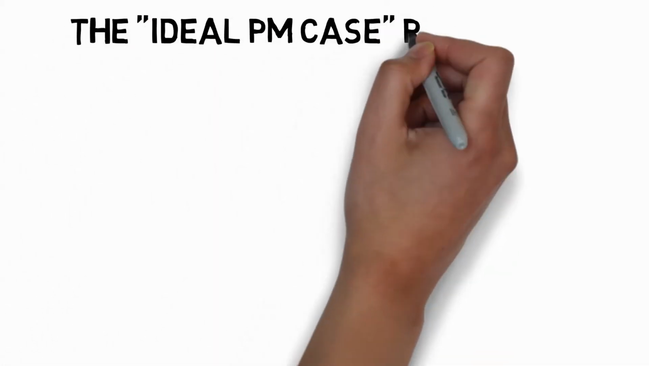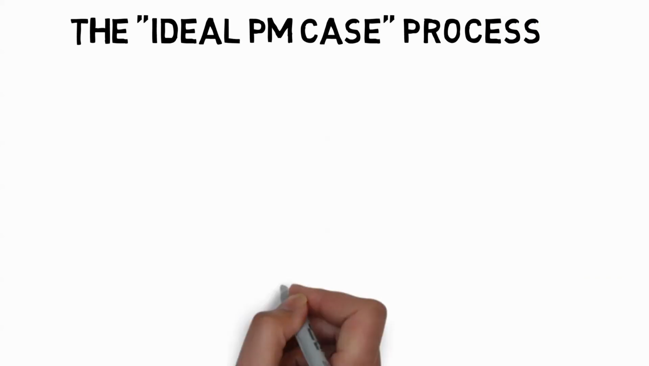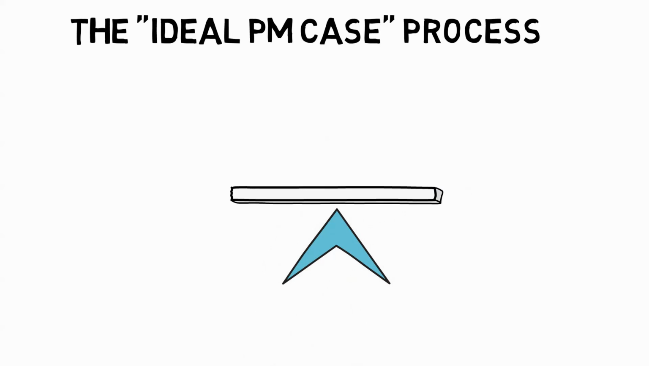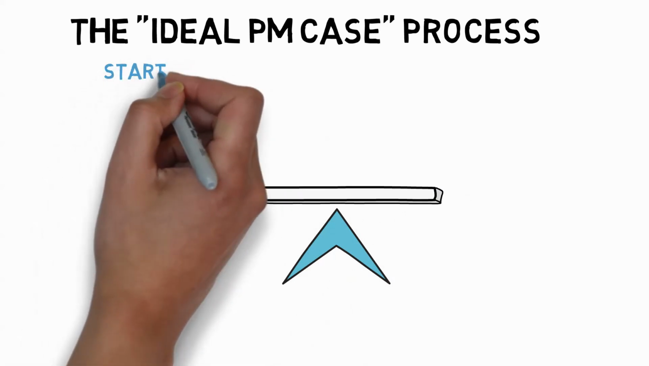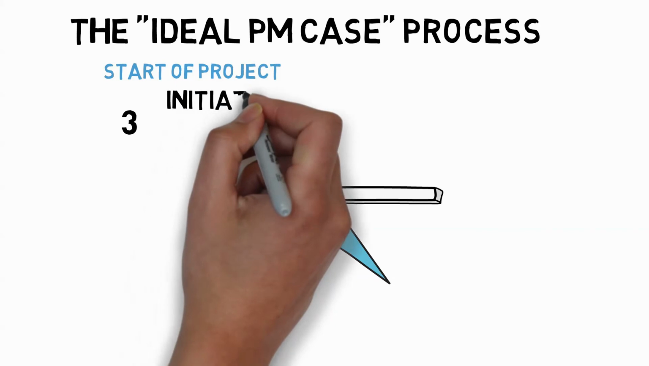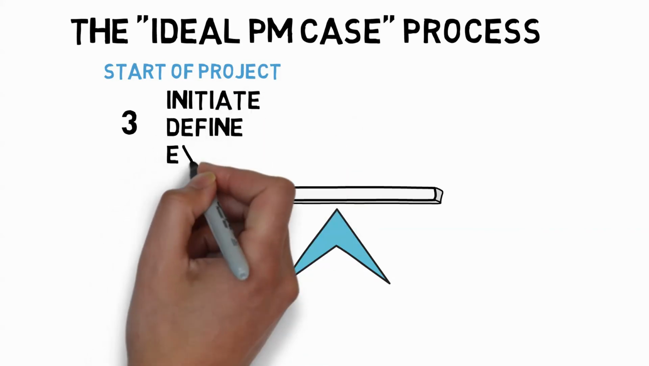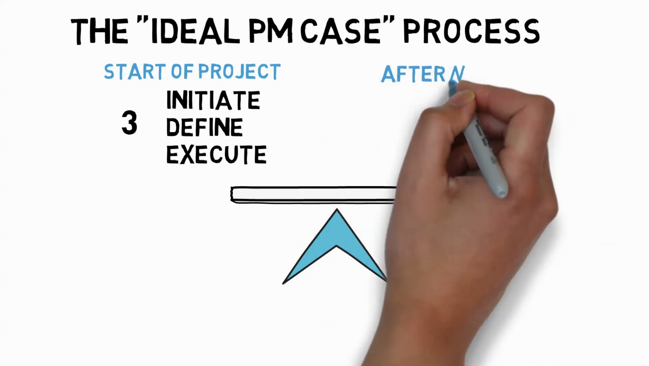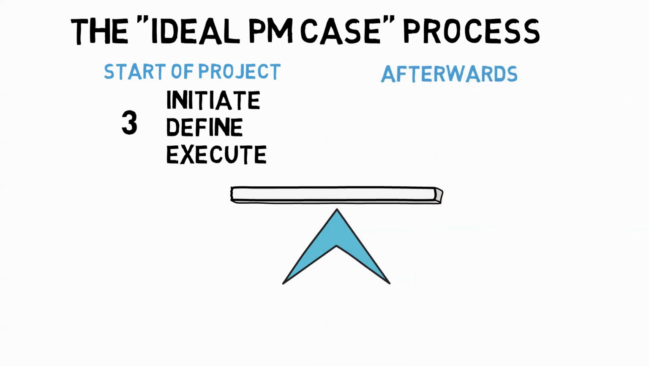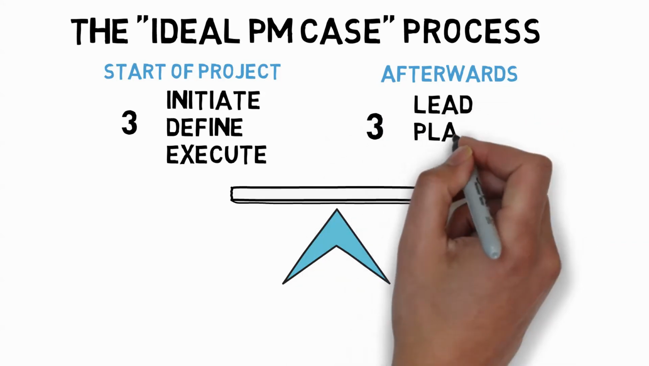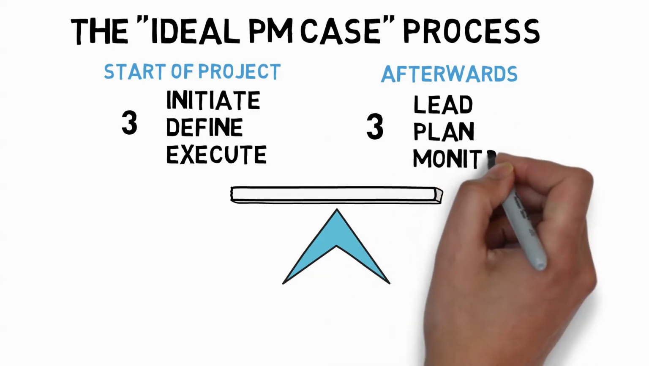The ideal PM case process is a well-balanced structure, ideal for setting the boundaries for managing a project. In the beginning, you do three things. You initiate, define, and execute. And afterwards, you do three more. You lead, plan, and monitor.